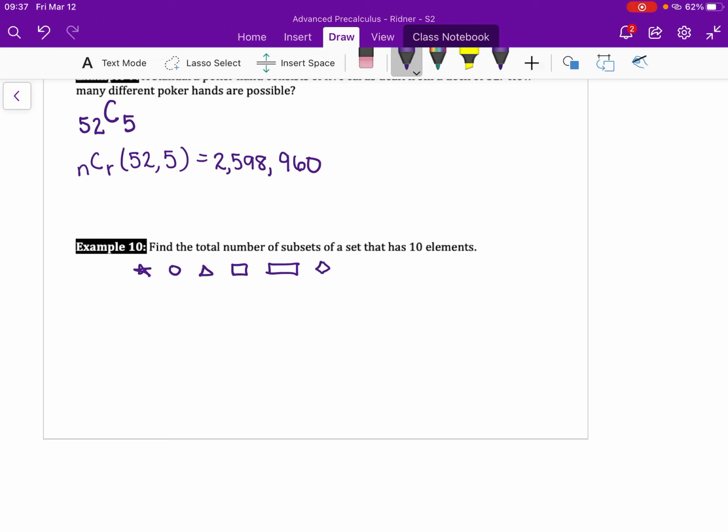I don't know that. Do I know 10 shapes? 3, 6, 7, 8. What else do I need? 9, 10. Okay.